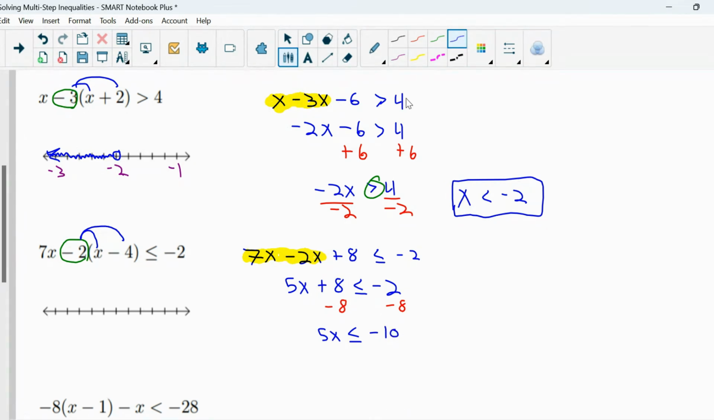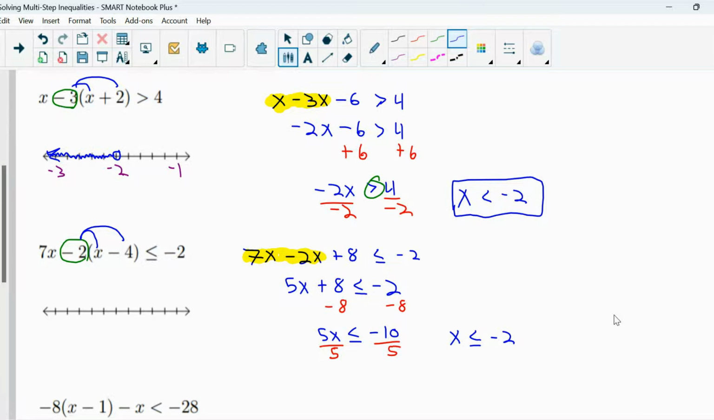Okay, let's go ahead and divide our coefficient. Let's divide both sides by 5. We are dividing by a positive, so we do not need to flip our sign. This will leave us with x is less than or equal to -2.